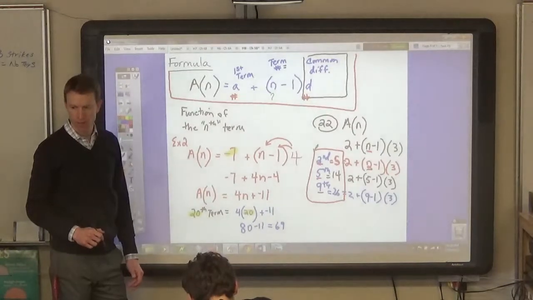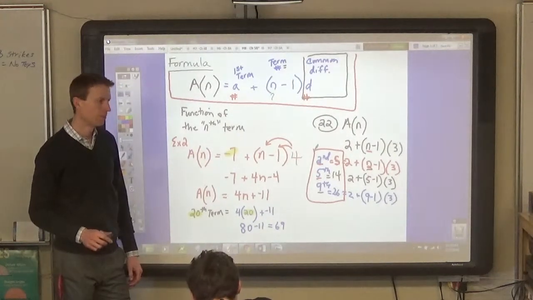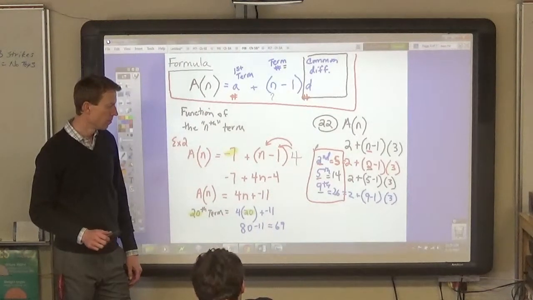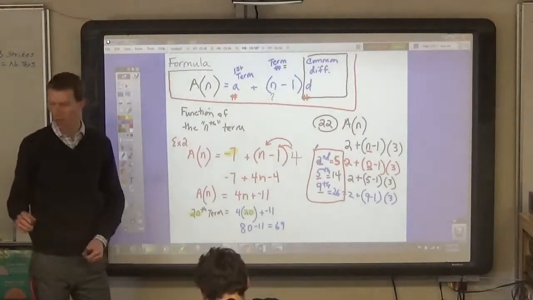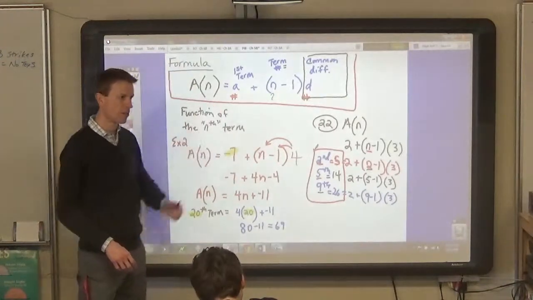Wait, Mr. Monsky, I have a question. What happens to the capital A and the n? They don't want to get left out just because they're behind the equal sign. Okay. That gives us the answer. This is what this is equal to.